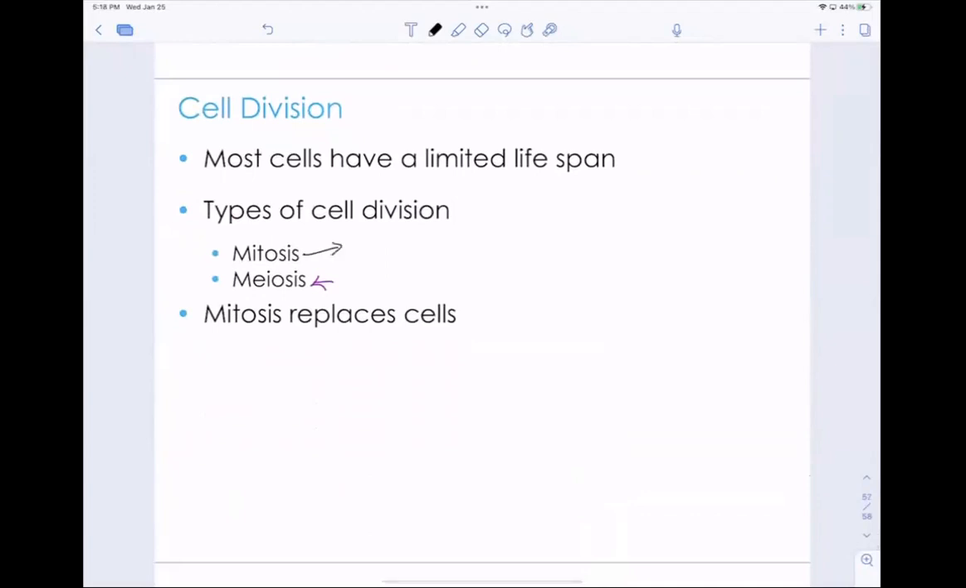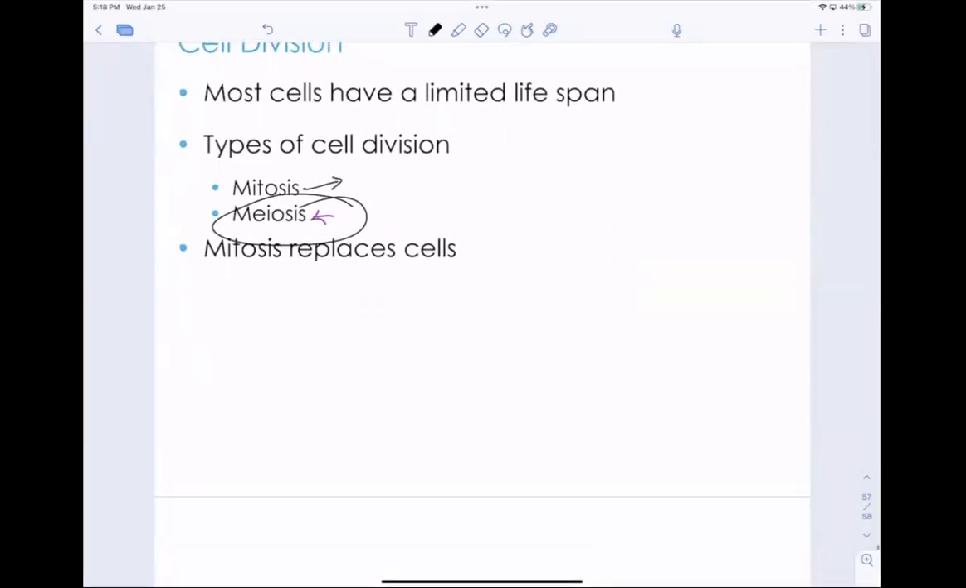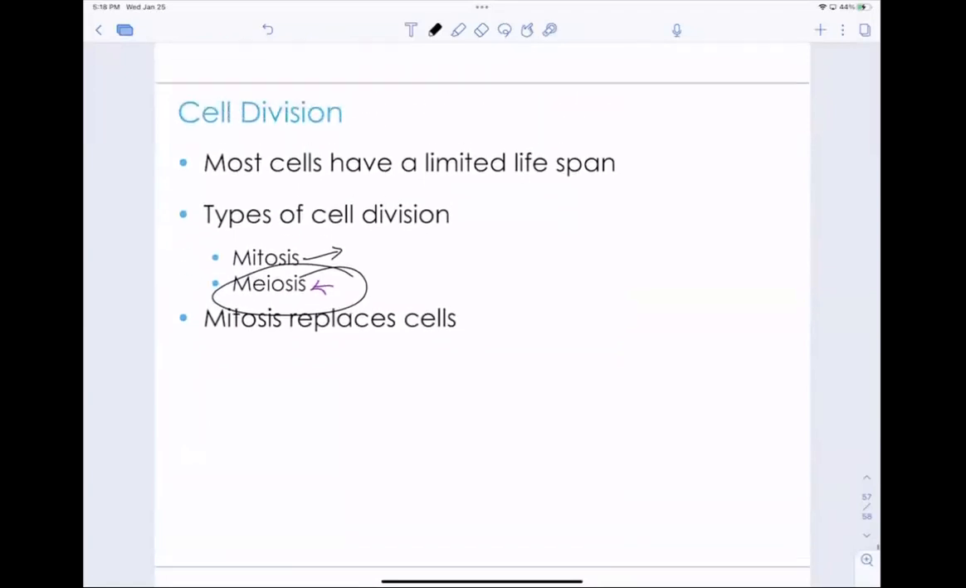Mitosis, by the way, is creating new cells from existing cells. Meiosis is what happens in the gametes. So you're halving the number of chromosomes, and these would become gametes, so spermatozoa or oocytes. So we don't talk about that to the end.